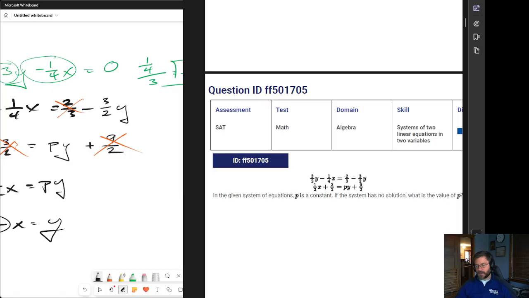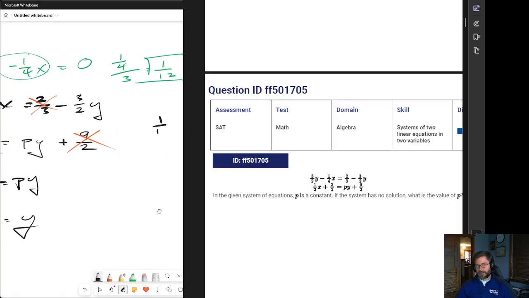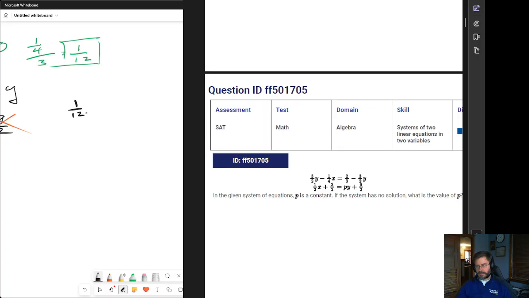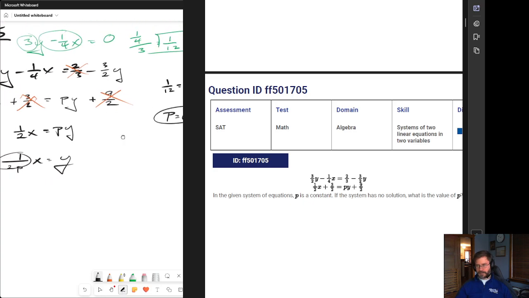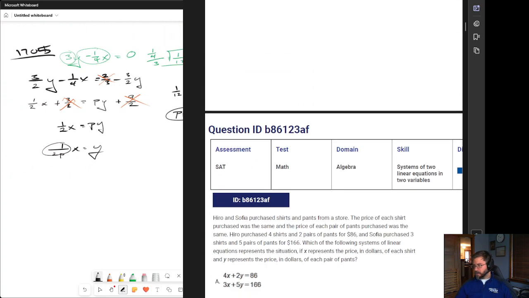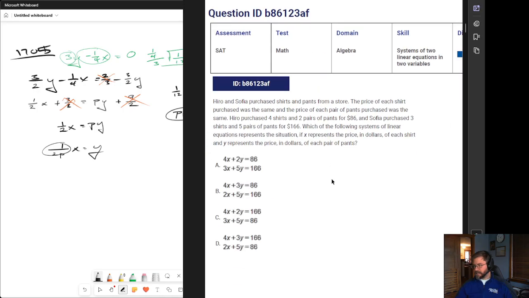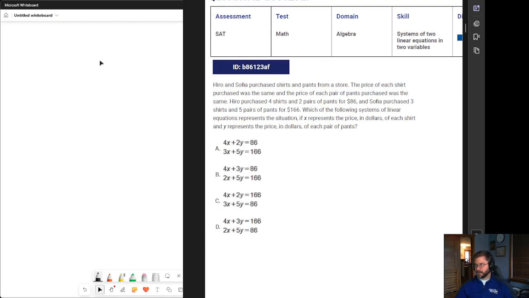Remembering here that we had 1/12 equals 1 over 2p. Well, you could cross multiply, but you could also just look. The numerators are the same. The denominators must be equal if these things are equal, so p is 6. That indeed is a very tricky question. Moving right along, we've got an easy difficulty. Nice little break after that tough one.